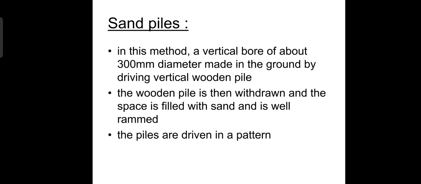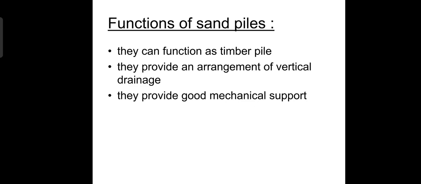Sand piles. In this method, a vertical bore of about 300 mm diameter is made in the ground by driving a vertical wooden pile. The wooden pile is then withdrawn and the space is filled with sand and well rammed. The piles are driven in a pattern. Functions of sand piles. They can function as a timber pile. They provide an arrangement of vertical drainage. They provide good mechanical support.